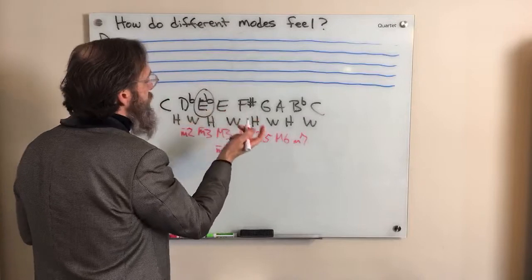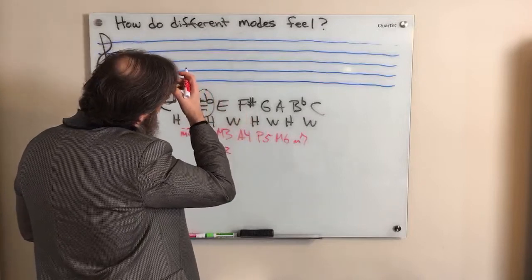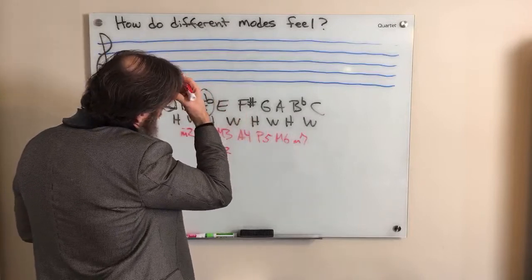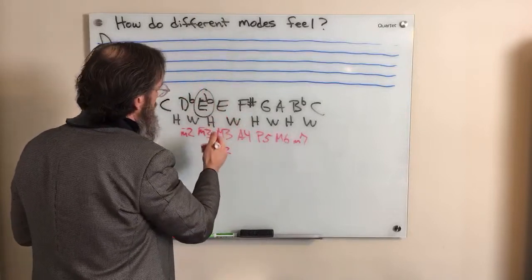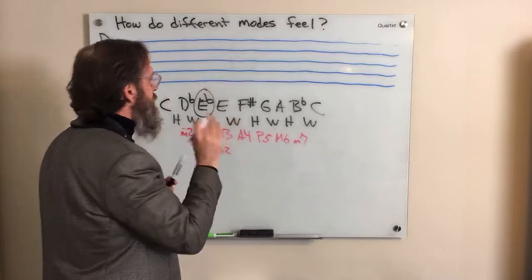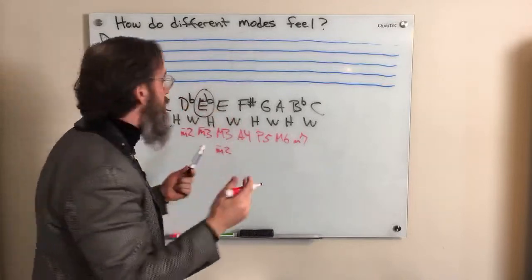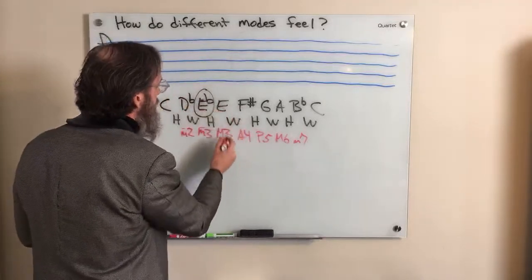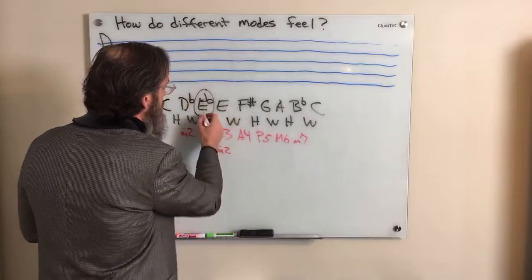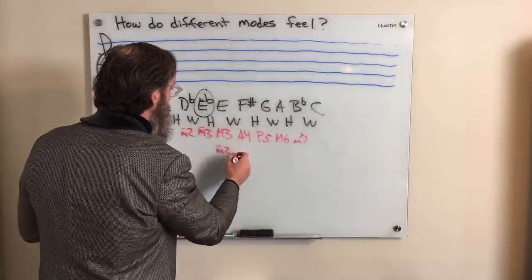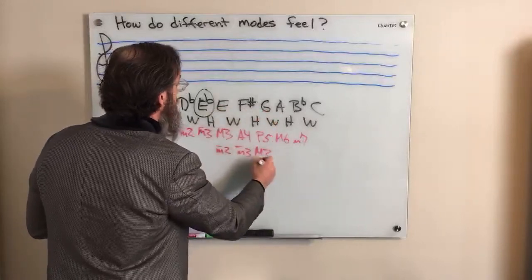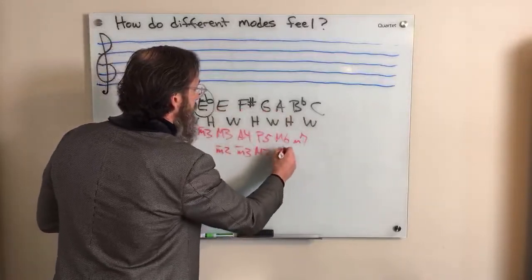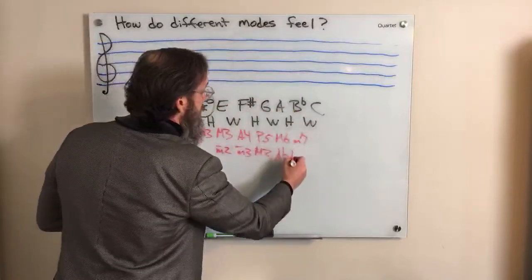Actually, E flat to E would be, let me go with the enharmonics, because it doesn't make sense to do it otherwise. So E flat to E is enharmonically a minor second. E flat to F sharp is enharmonically a minor third. E flat to G is a major third. E flat to A is an augmented fourth. E flat to B flat is a perfect fifth.